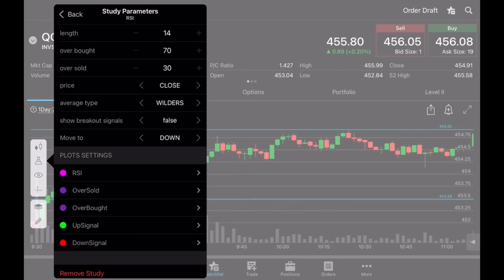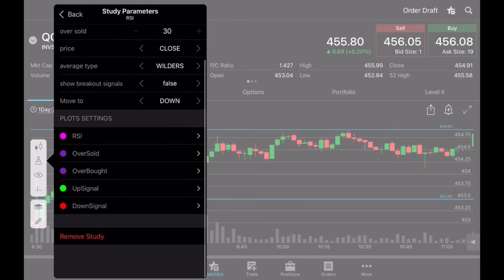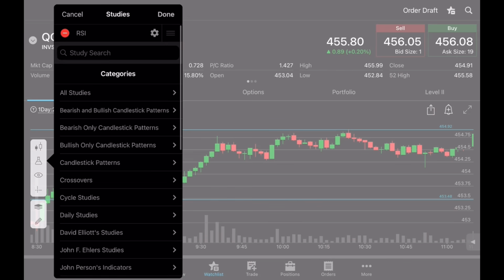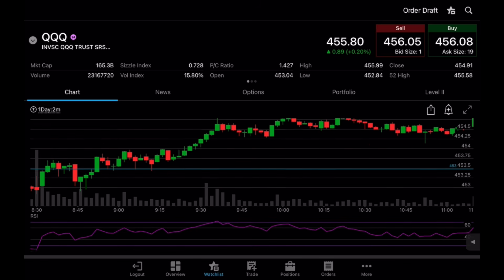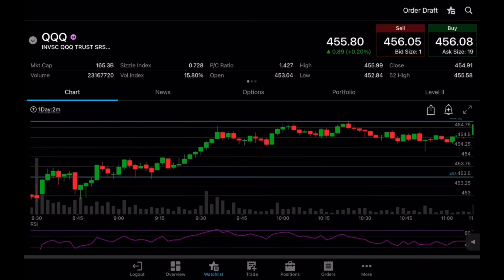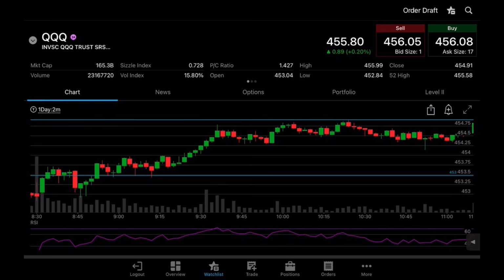The average type you can change. You can show the breakout signals to either be true or false, the move to be up or down. And then, of course, you can also change the colors. Me personally, I'm going to leave it at these pink and purple colors just simply because that's what I prefer. But you can feel free to change that if you'd like. Hit the back button, hit done. And now we see the RSI is pulled up on the chart, and we can see the various levels throughout the day. Okay.